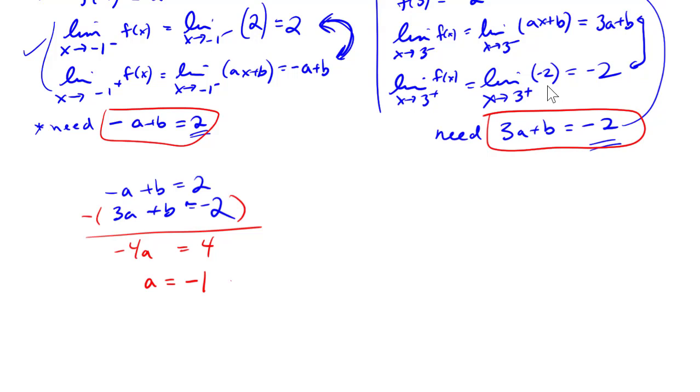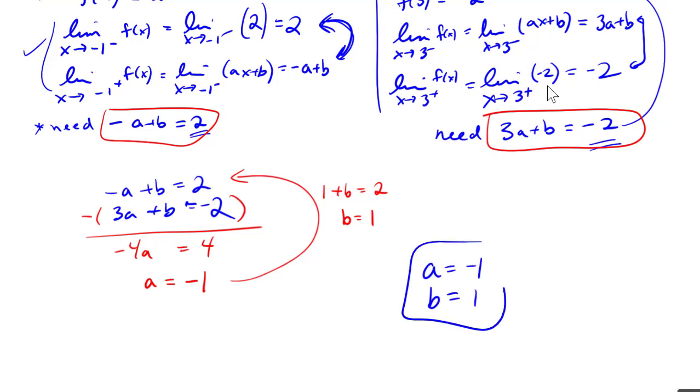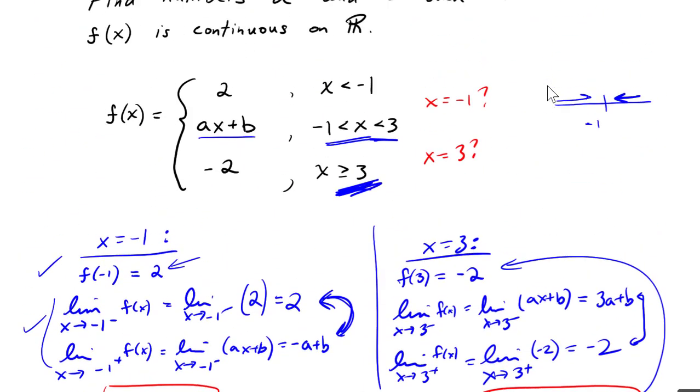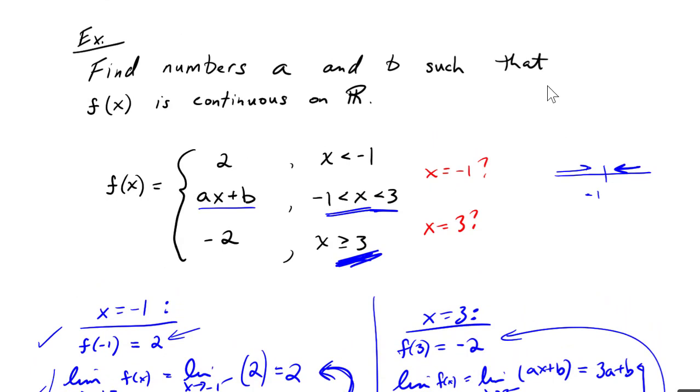And if a is negative 1 and I put it in there, I get 1 plus b equals 2, or b is 1. So a of negative 1 and b of 1, these values make f of x continuous on the entire real line.